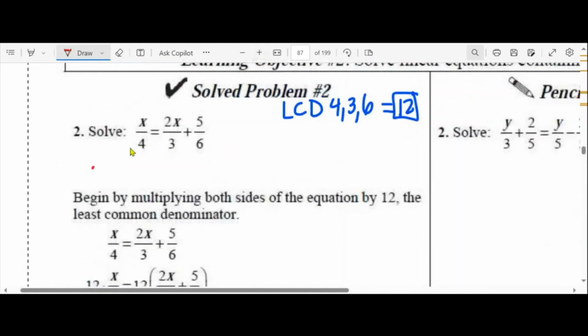Times 3. Here 4 times 3. 3 times 4. Here times 4. And then times 2. And here times 2. So, how much is the top? 3x over 12. Plus how much? 10, correct?